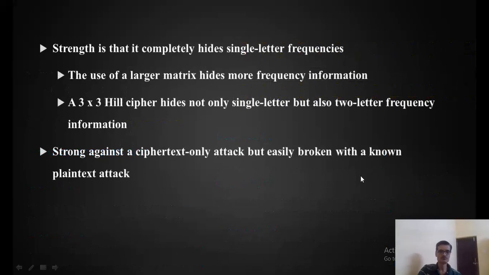The strength of this particular method is that it hides single letter frequencies, the frequency of occurrence of single letters like A, E, T, the most common letters. If I use a bigger, larger matrix, say 5 cross 5 or 6 cross 6, it can hide more of the information. A 3 cross 3 Hill cipher hides not only single letter but also two letter frequency information. We have encrypted 2 letters at a time.